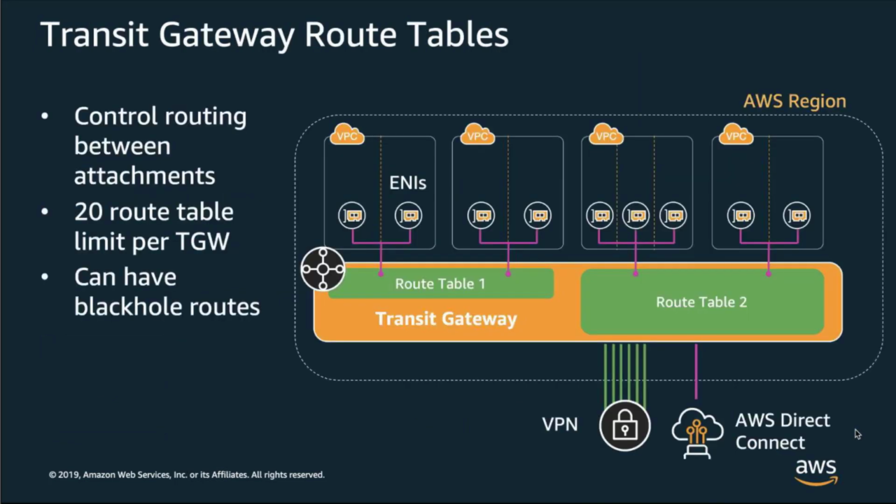Another core concept with Transit Gateway is route tables. Again, the easiest way to think of these is like a VRF or routing domain in your traditional type of router. This can control routing between different types of attachments, be it the VPC, the VPN, or Direct Connect. We allow up to 20 route tables per Transit Gateway. We can increase that to 40 pretty easily. But a word of caution: in most of the architectures we're seeing customers implement, the vast majority, 20 route tables is far more than they need.